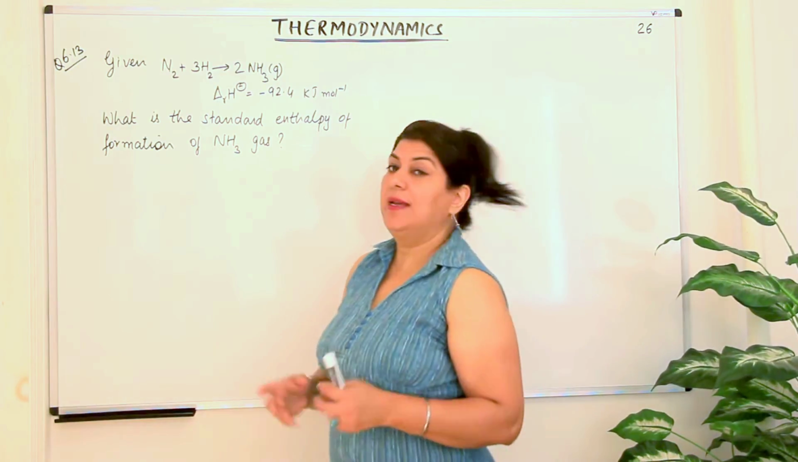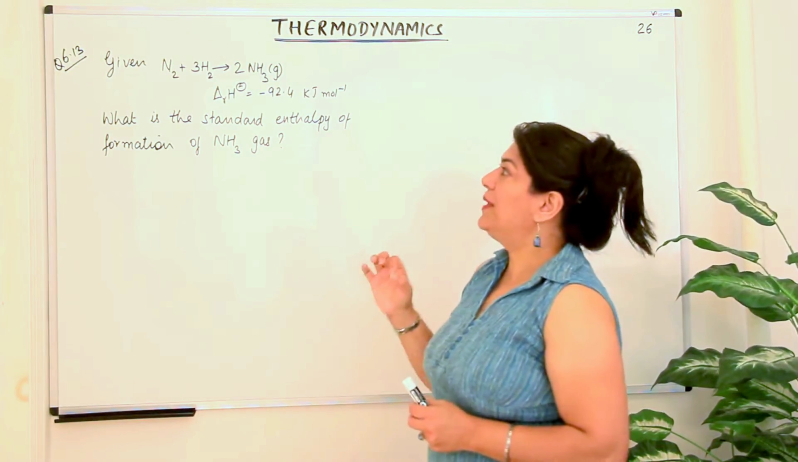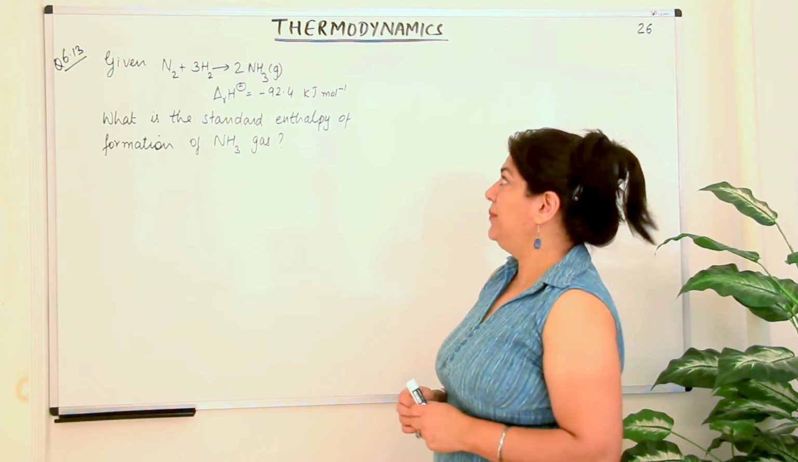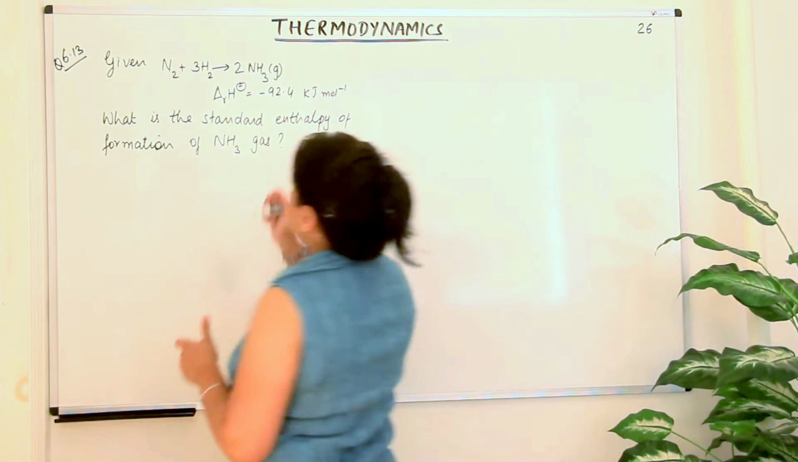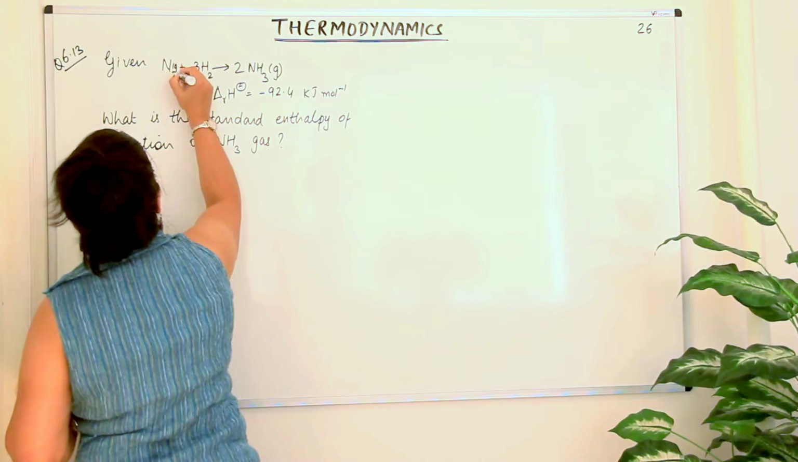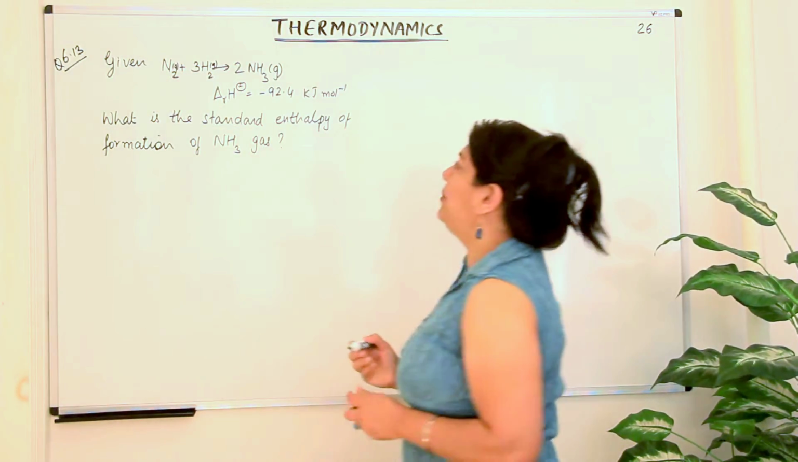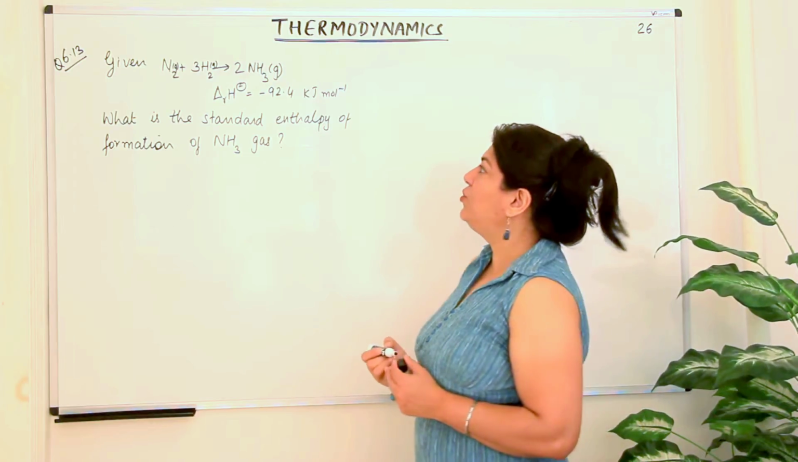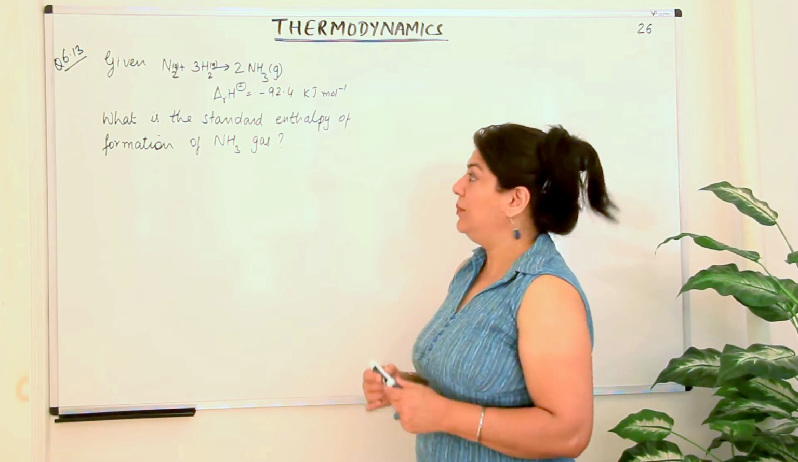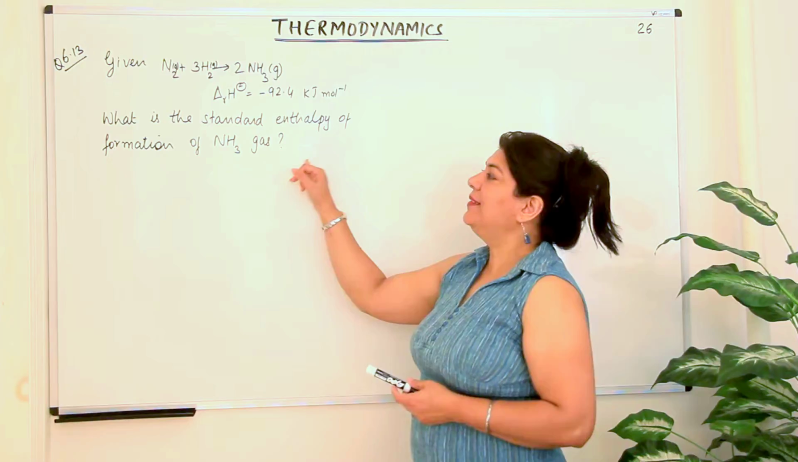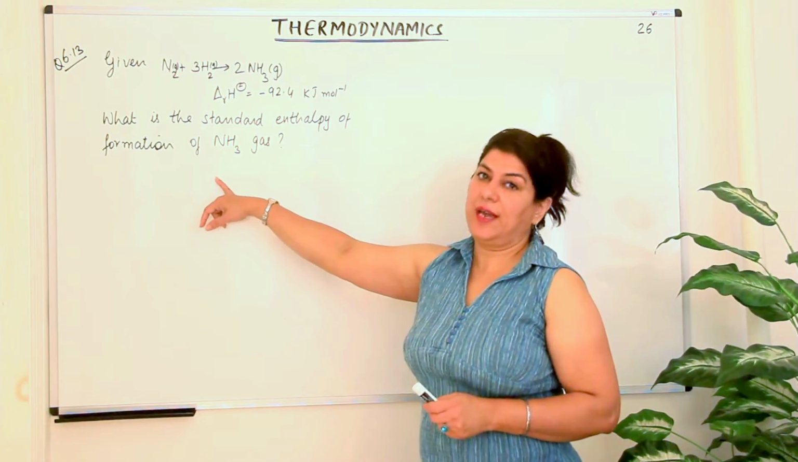The question reads, given N2 plus 3H2 gives 2NH3, all in the gaseous states. Nitrogen is in the gaseous state, hydrogen is in the gaseous state, and the enthalpy of this reaction is minus 92.4 kilojoules per mole. What is the standard enthalpy of formation of ammonia gas?